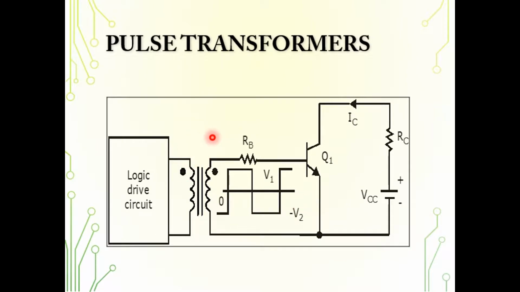So one way of achieving an isolation is by using a pulse transformer. What is meant by pulse transformer? Whatever pulse is generated at the primary, it is applied to the secondary. So this pulse transformer usually has only one primary winding, whereas it can have multiple secondary windings. Across each secondary winding, you can connect one particular device. Okay, here you have only one secondary winding which is shown.